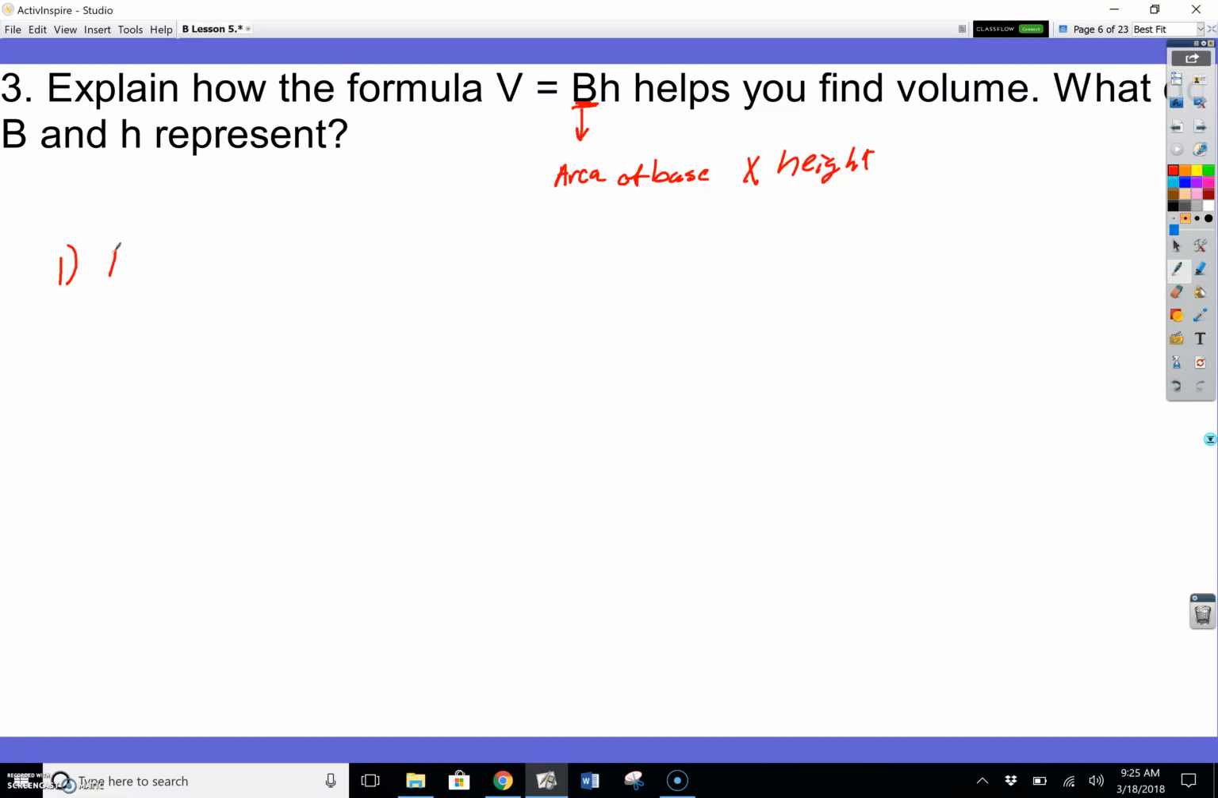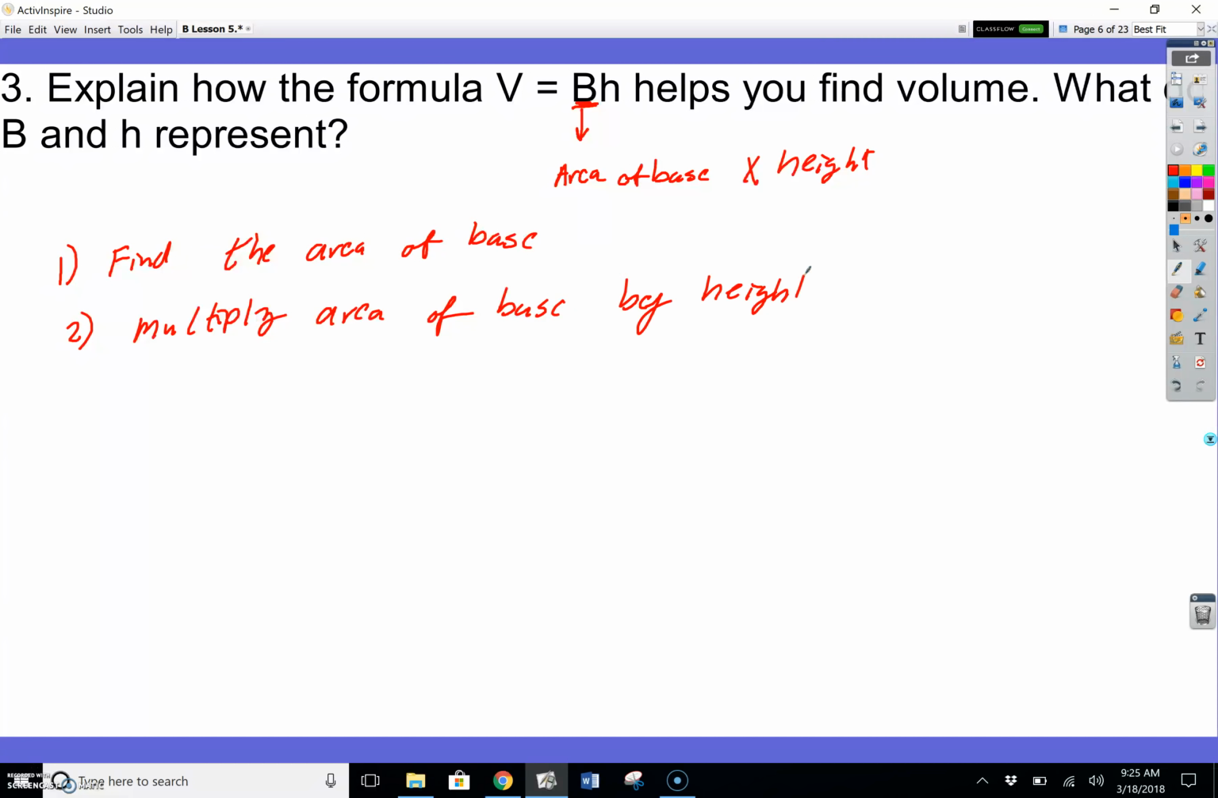The first step is find the area of the base. Second step, multiply the area of the base by the height of the shape. And then don't forget, you want to put your answers in units cubed. Make sure your units are cubed.